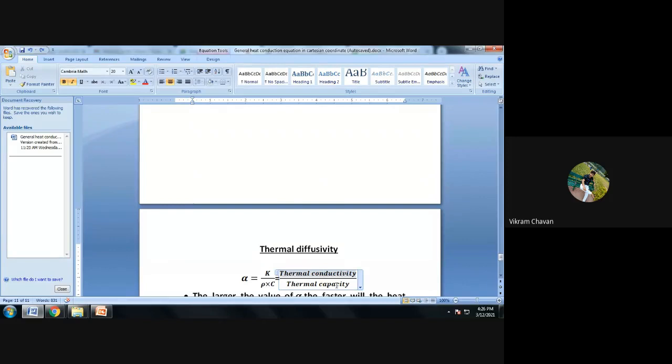Now here we need to understand the significance of thermal conductivity. In some previous points also we have discussed this part, that is, thermal conductivity, how important it is to understand thermal conductivity.